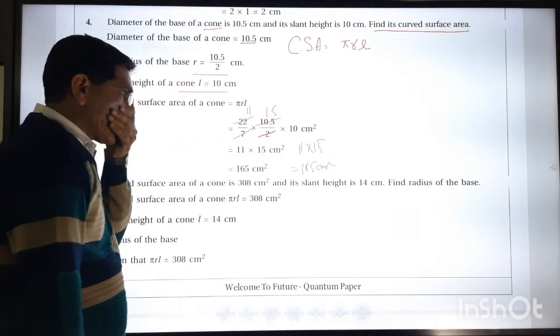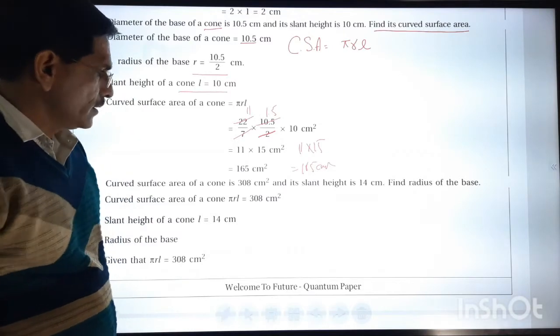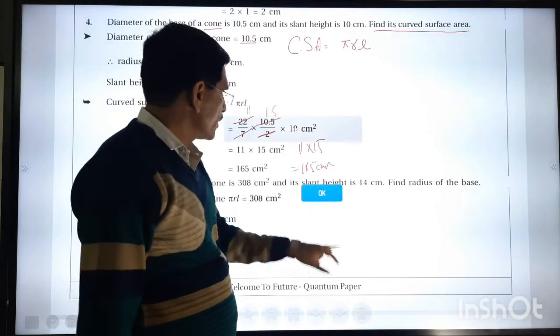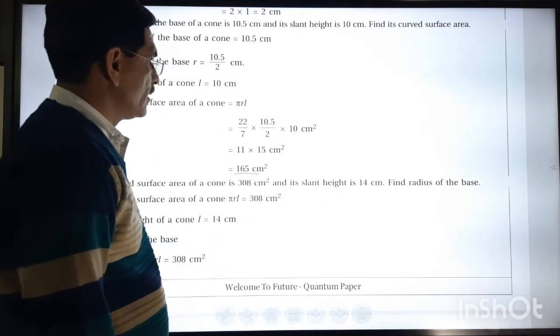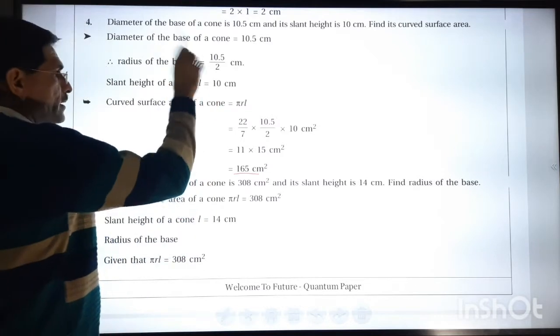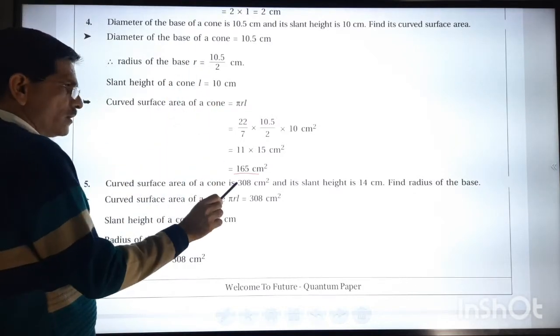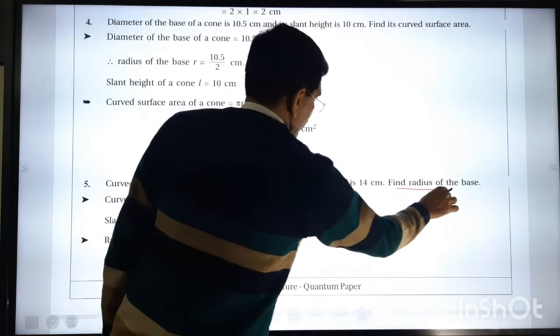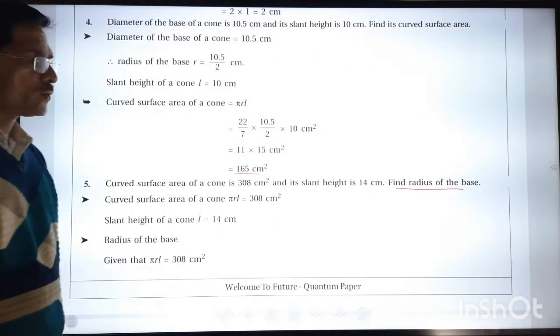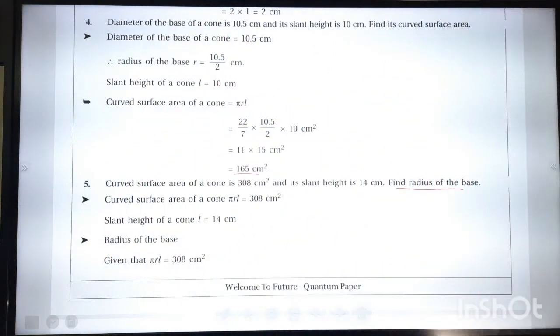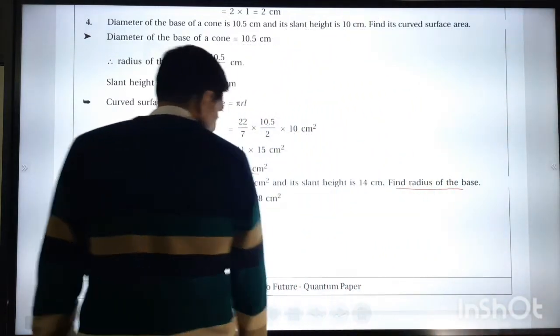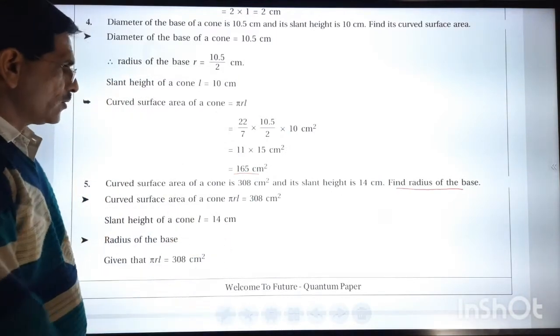When we are doing division, you have to write the important sums related to it. It is better that you write it and you will get the answer 165 centimeter square. Now if you understand this, again it is the same type of sum. Here we have to find the radius. Now try to solve it yourself and give me the answer. So did everyone get the answer or not? We have to find the radius.